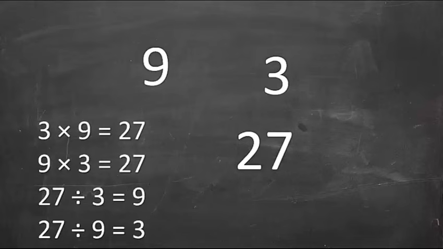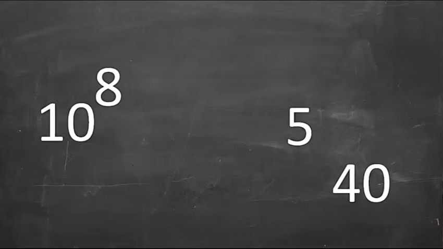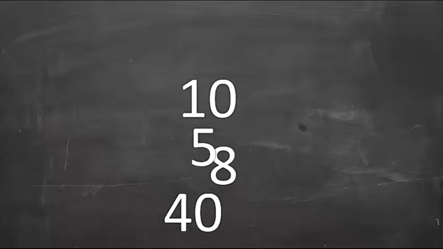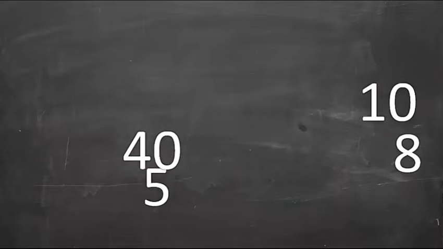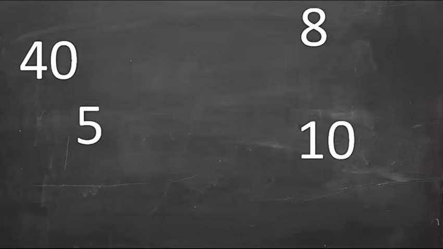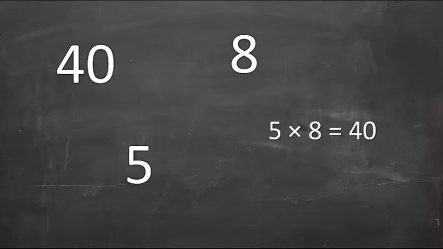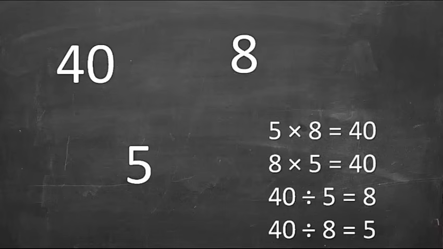Correct. The number 24 does not belong here. 3, 9, and 27 give us 3 times 9 equals 27, 9 times 3 equals 27. 27 divided by 3 equals 9, and 27 divided by 9 equals 3. Okay, one more grouping. Which number does not belong in this particular fact family? That's right, the 10 is not part of this fact family. 5, 8, and 40 give us 5 times 8 equals 40, 8 times 5 equals 40. 40 divided by 5 equals 8, and 40 divided by 8 equals 5.